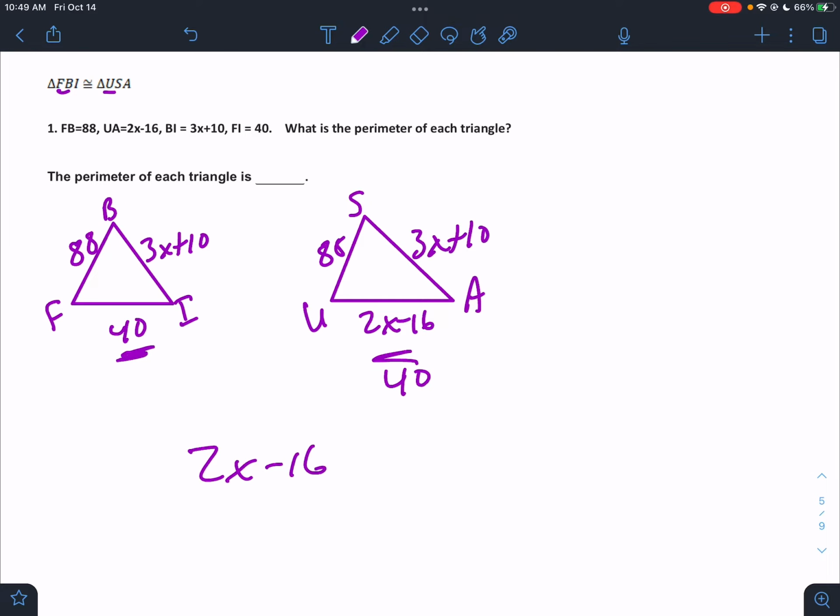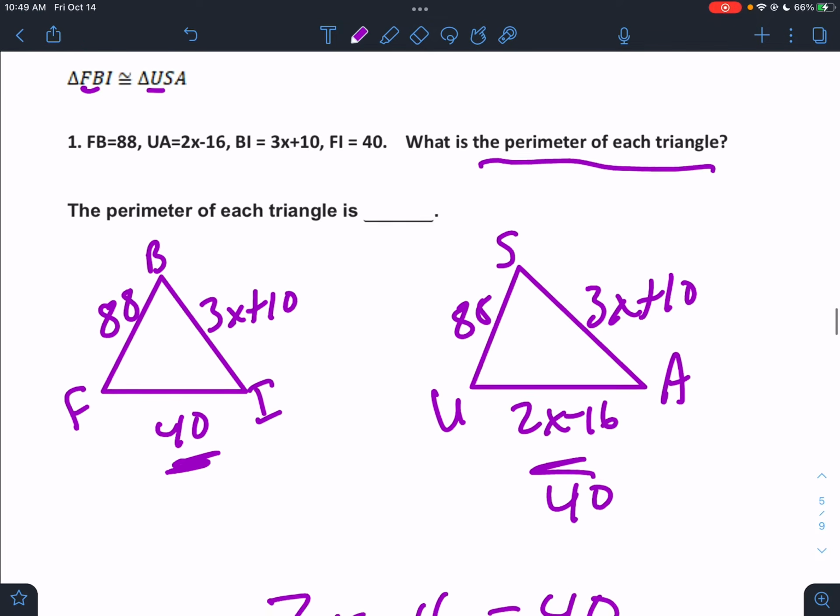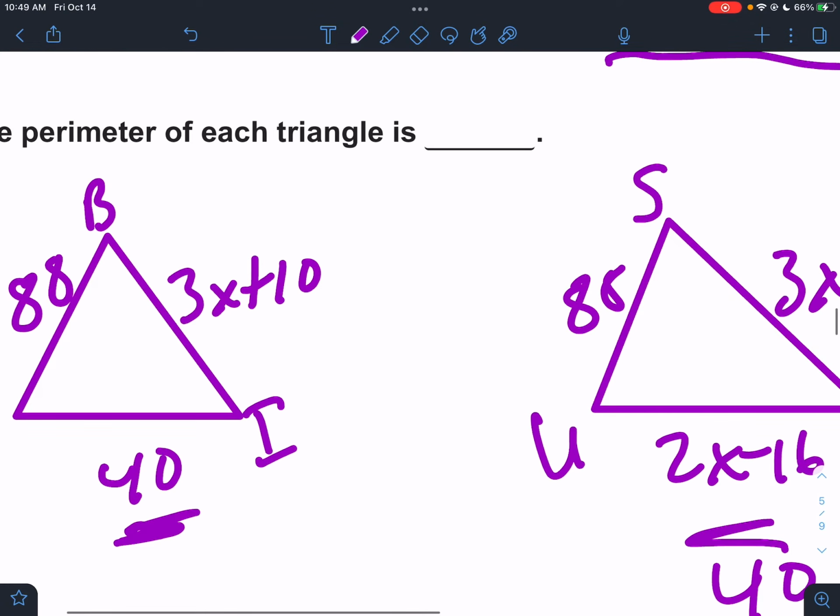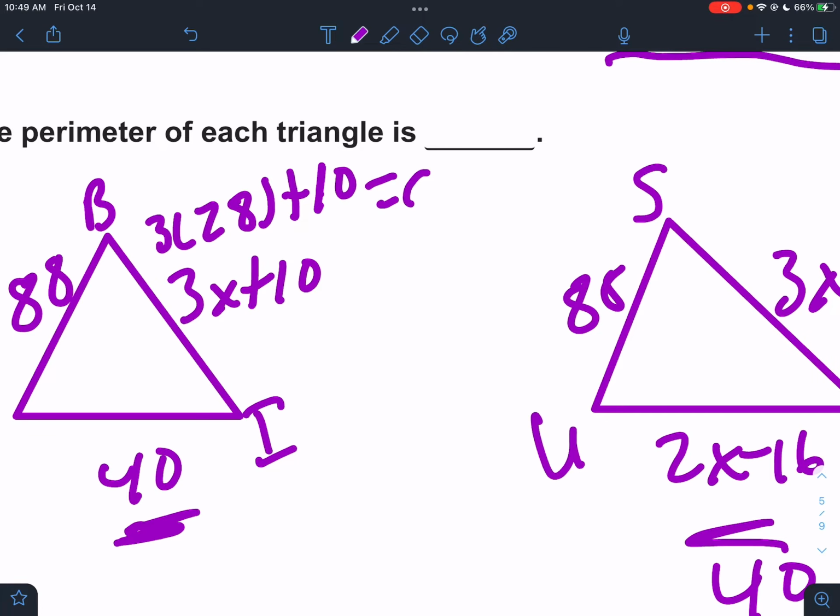So there's our equation. We know that 2x minus 16 must equal 40. We know that from the name. So 2x must be 56. So x must be 28. But they didn't say what is x. They said what's the perimeter. So take the 28 and plug it in. 3 times 28 plus 10. 3 times 28, 60 plus 24, 84, 94. So that's going to be 94.